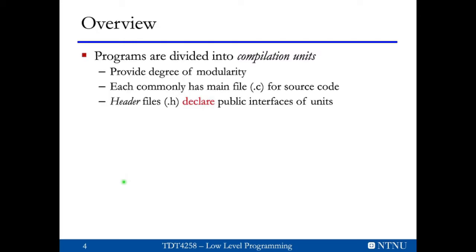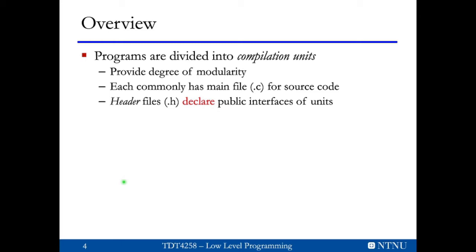So let's start with an overview. If you write a larger C program, you don't write your complete code in one single C file, but you try to split it up into so-called compilation units. So these compilation units are provided to achieve some level of modularity, so you can hide certain things inside of such a compilation unit. So you can make certain functions or variables available or unavailable to other C code in your complete program.